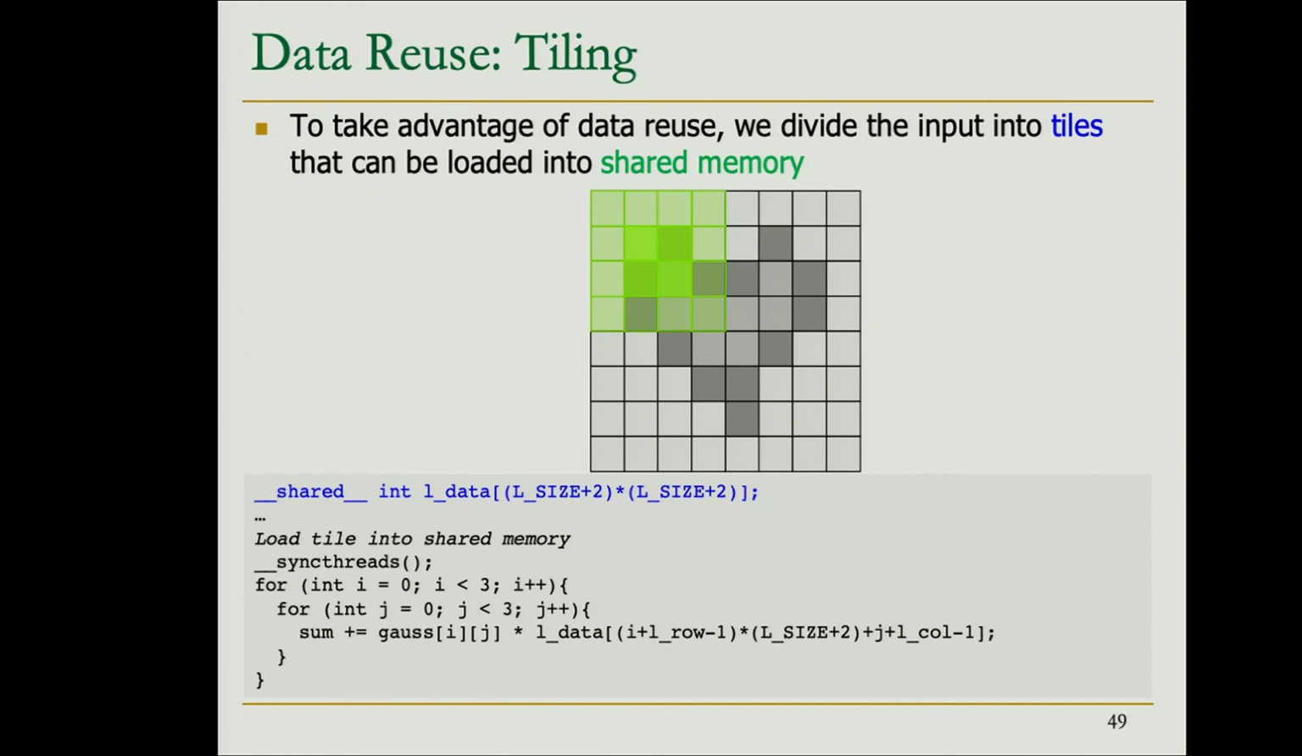And then we will have to synchronize. Why do we need to synchronize? We need to synchronize to make sure that we have finished loading the entire tile into the shared memory, and then we can run the computation directly reading the piece of the image, the tile of the image, from the shared memory. Again, back to the reason why we need to synchronize.